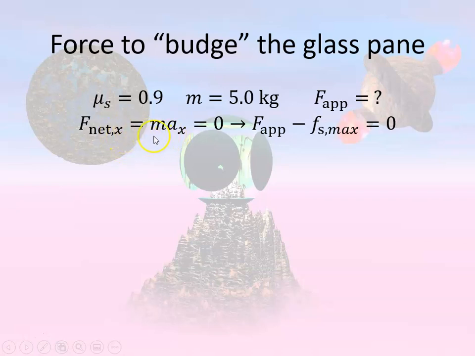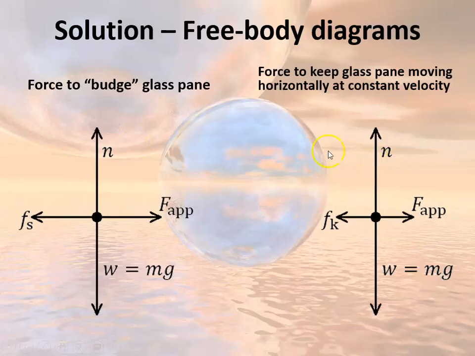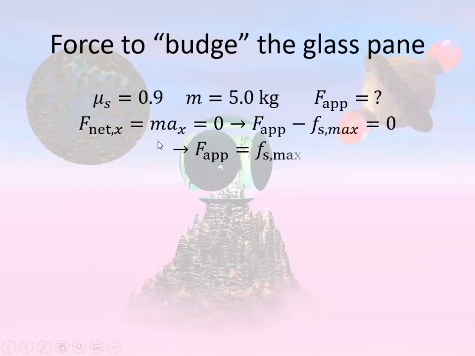the acceleration in the x direction is 0. Newton's second law says the net force in any direction is equal to the mass times the acceleration in that direction. What is the net force in the x direction on this glass pane? Going back, we have the applied force in what we're going to call the positive direction, minus the static friction force in the negative direction. The total of those is 0. Therefore, the applied force is equal to the maximum static friction force.